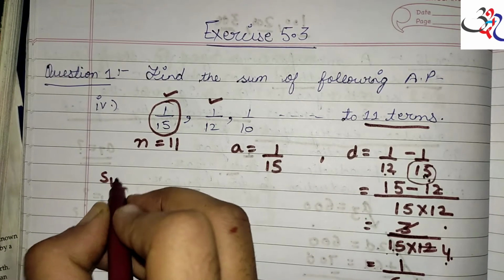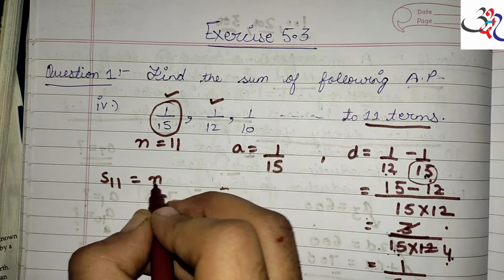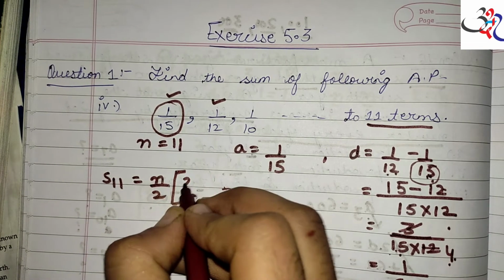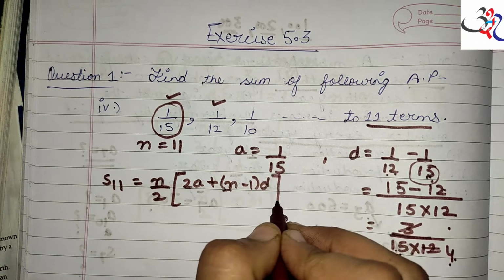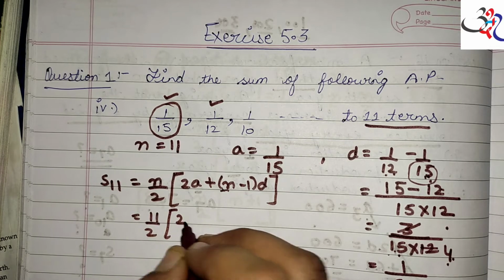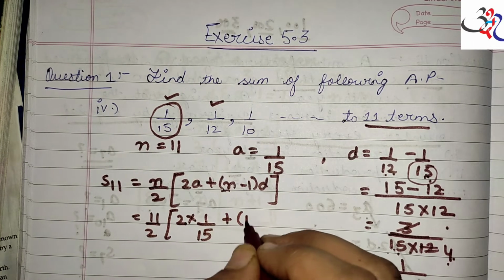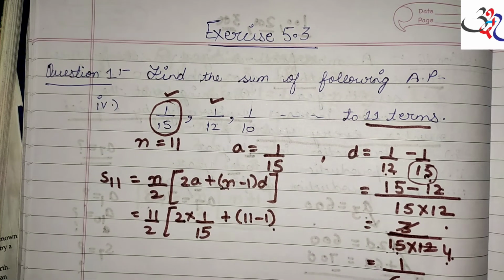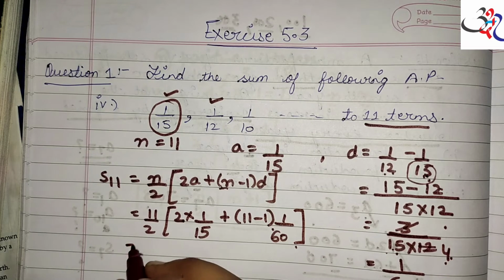So now we have to find out the sum up to the 11 terms. So S11 is given by what? This is given by n by 2 into 2a plus n minus 1 into d. N is my 11, so 11 by 2 into 2a. A is what? A is my 1 by 15 plus 11 minus 1 into d. D is what? D is my 1 by 60.